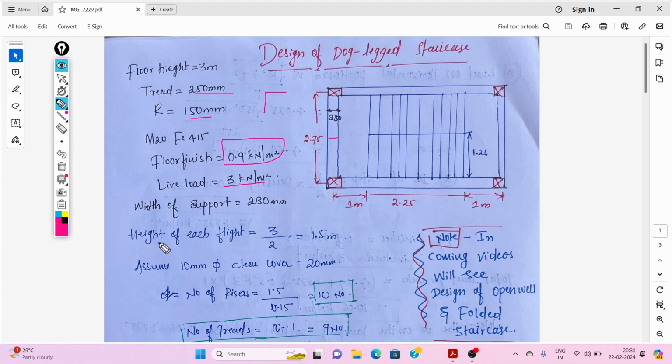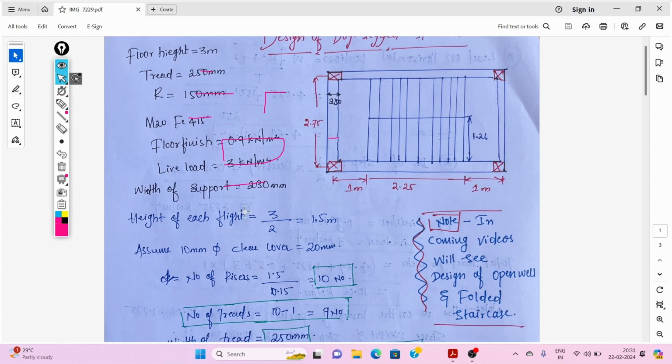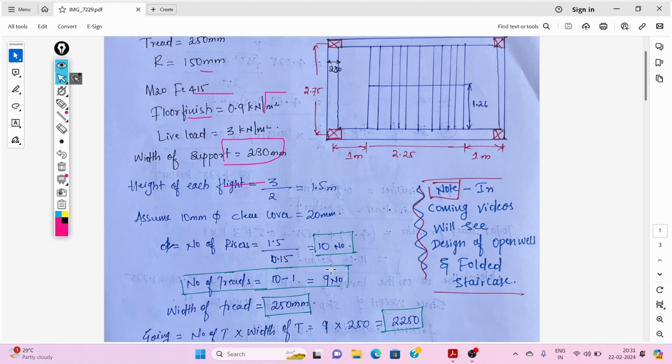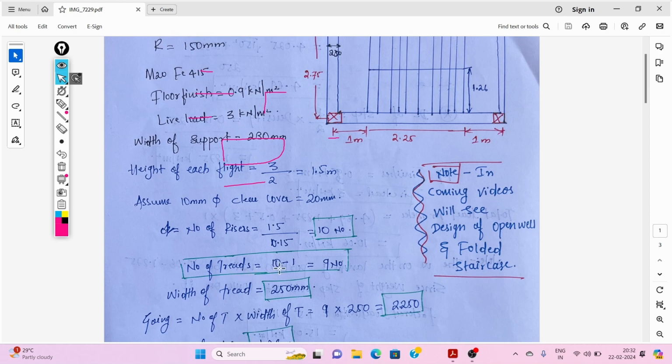Here we can find the height of each flight. The floor height 3 divided by 2 gives the height of each flight, 1.5 meter. Now the number of risers is equal to the height of each flight, 1.5, divided by 0.15. We get 10 risers. Now the number of threads is 10 minus 1, equal to 9.